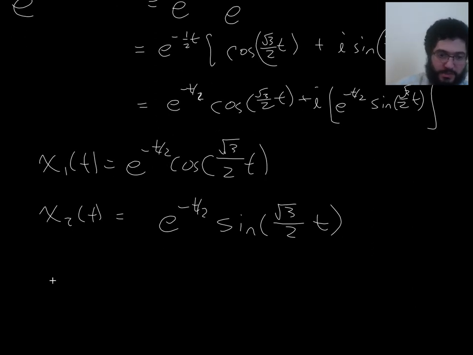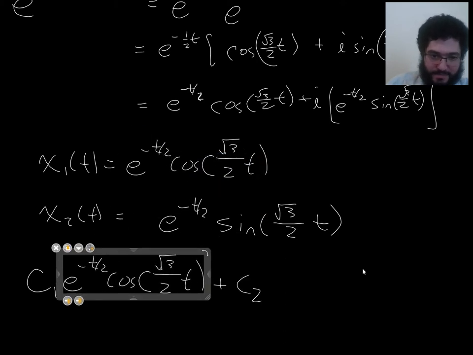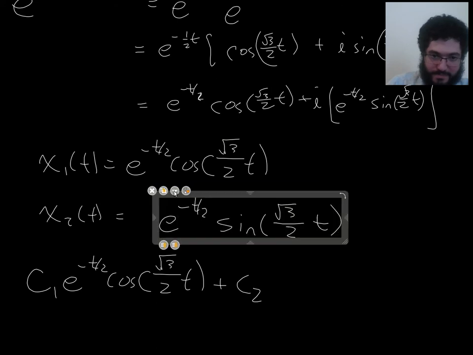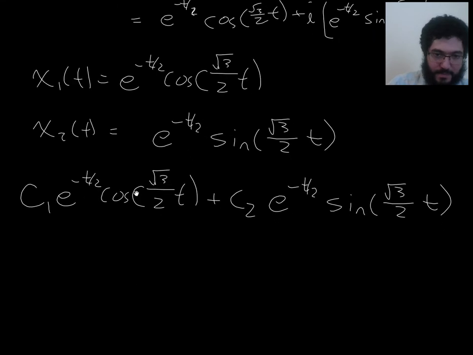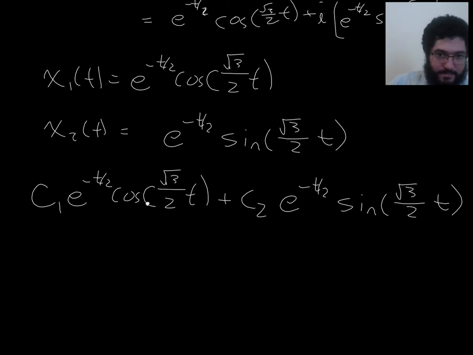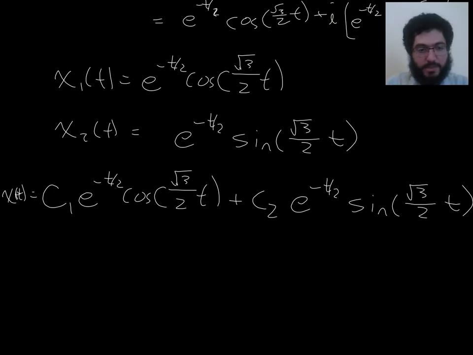So here's the general solution then. It's c1 times this plus c2 times that. Let me just copy and paste here. There, there's my general solution. So that is what I'll call x of t. Now, let's go back to the original problem.